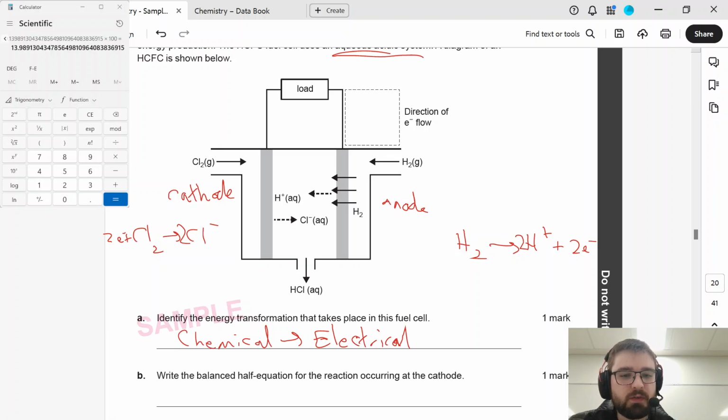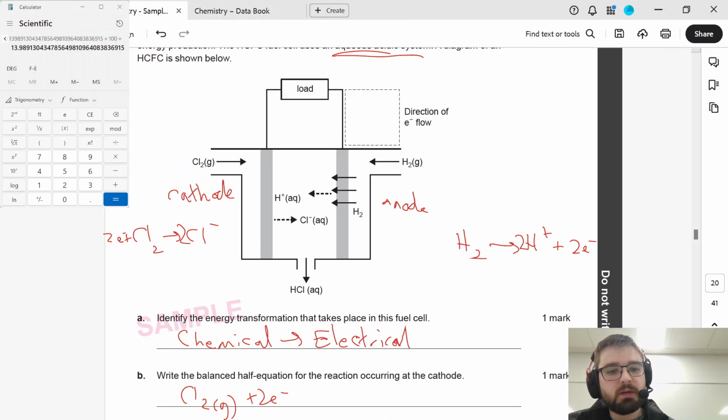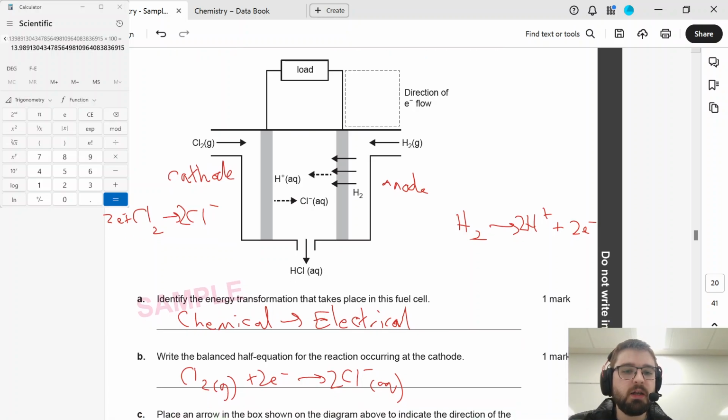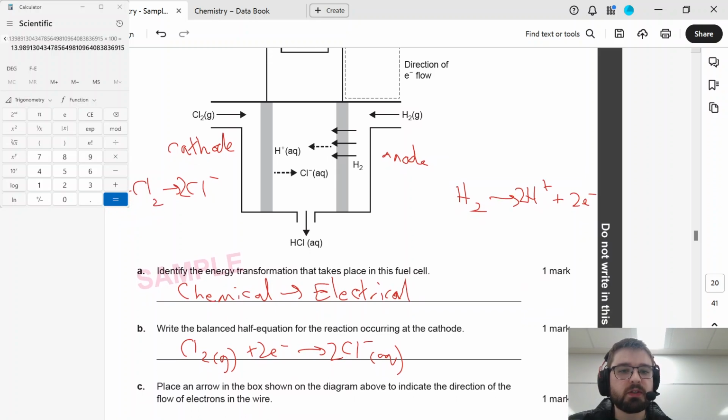Now, write the balanced half equation for the reaction occurring at the cathode. Okay, I just did it. So we can just literally tear this straight off this. Remember to put your states in. Don't put a reversible arrow here because that's not the reaction that we're caring about here. It is technically reversible, but you wouldn't really get the reverse reaction happening much, especially because the potential is so high for this reaction.